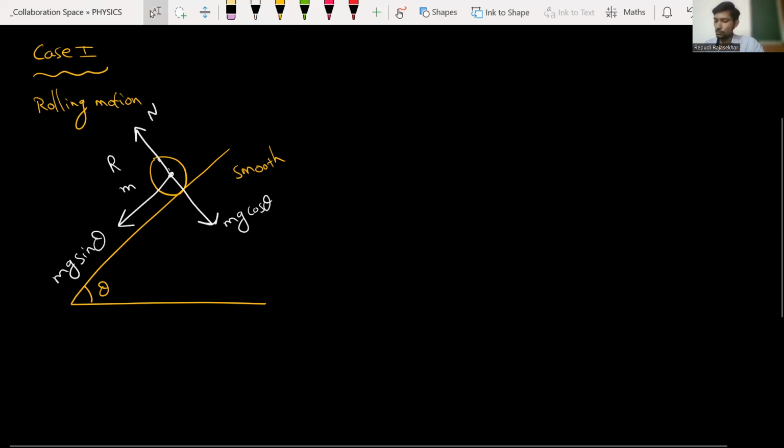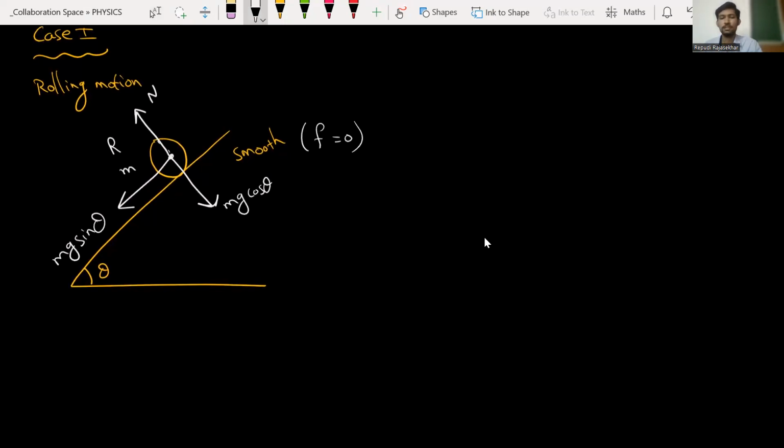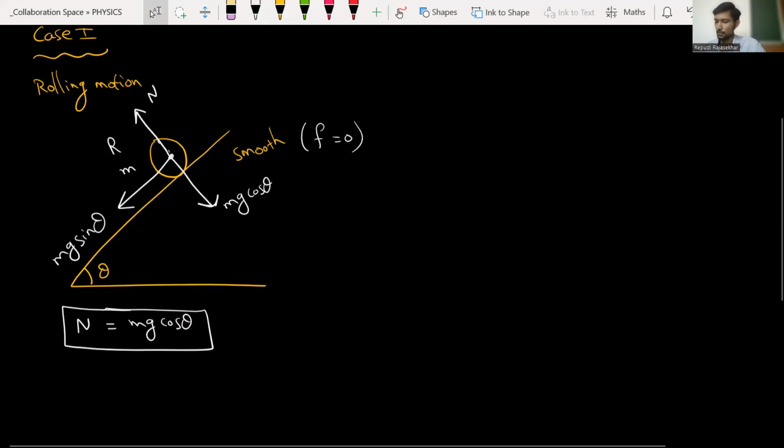As the surface is smooth, what happens? There is no friction force. Here I am writing frictional force F equals 0 because the surface is perfectly smooth. Now, in the y direction, meaning the direction perpendicular to the inclined plane, there is no acceleration. So N equals mg cos theta. Total upward force equals total downward force. This is the direction perpendicular to the inclined plane.